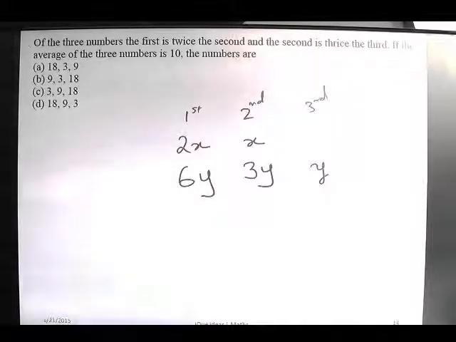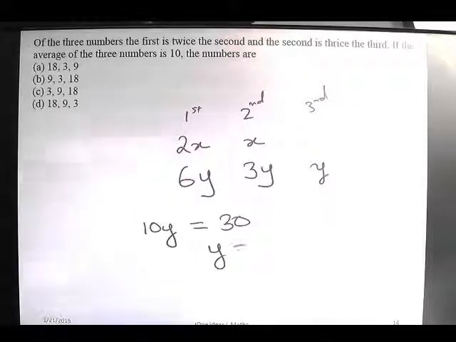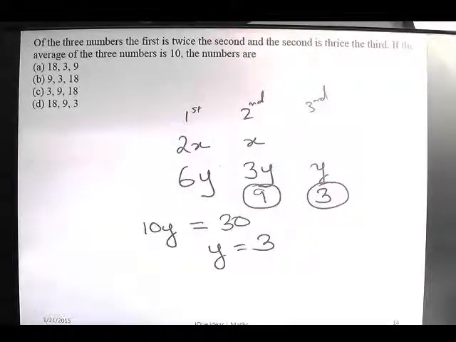So the total of all this is 6y plus 3y plus y, which is equal to 10y, and it's given that the average of three numbers is 30. So the individual value of each number, whatever may be, but the total works out to 3 into 10, which is 30, which says the value of y should be equal to 3, which means the third number is 3, the second number is 3 times 3, which is 9, and the first number is 6 times 3, which is equal to 18. So my answer, my numbers are 18, 9 and 3.